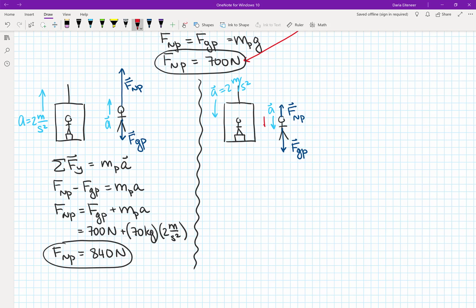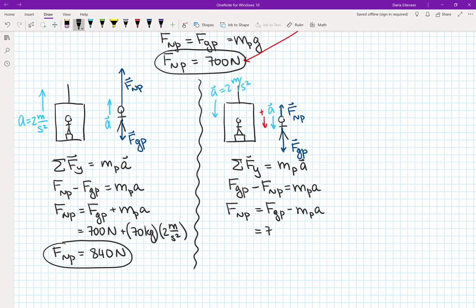So just as before, I'll make that a positive direction, aligned with acceleration. And I'm going to go through all of this setup and all of these calculations again. So be careful with minus signs. Okay, so I'm going to solve for FNP. This is going to be FGP minus MPa. So 700 newtons minus 70 kilograms times 2 meters per second squared. This gives us 560 newtons.